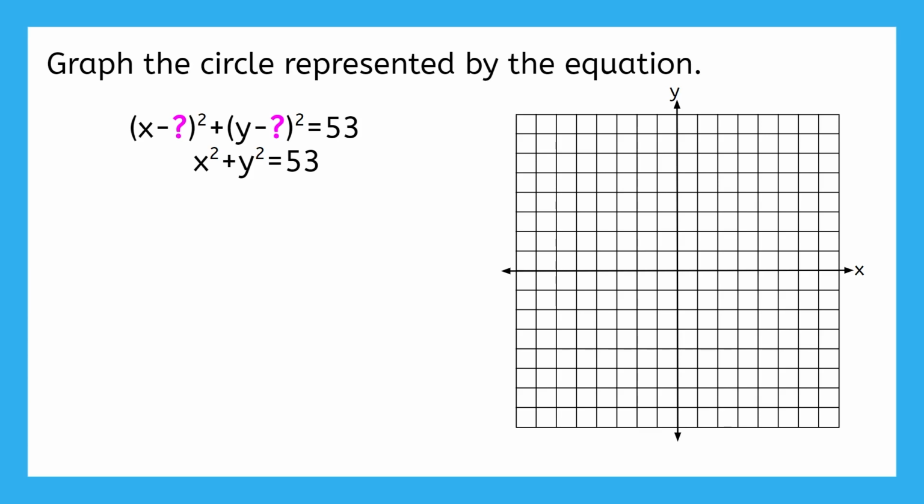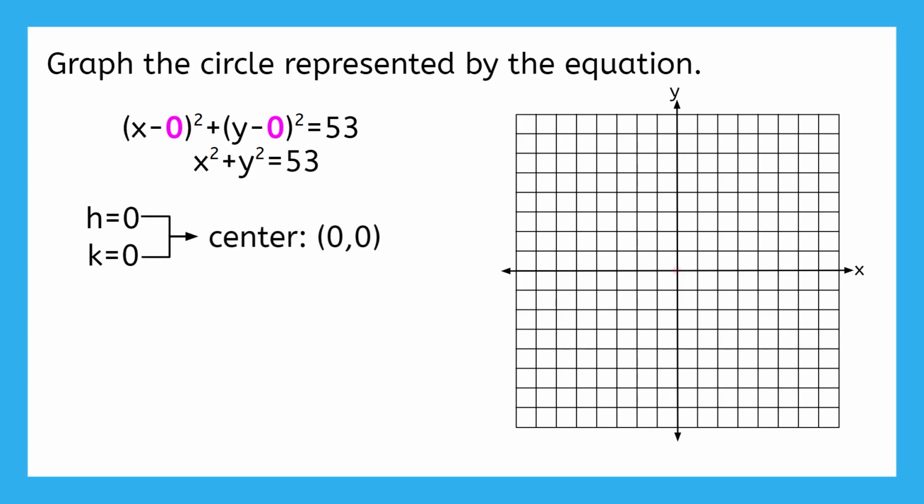What can I subtract from something without changing it? Well, that'd be 0. So that means that h is actually 0. And the same thing happens for k. So what will this make the center of the circle? The center is 0 comma 0, or our origin. If the center was the only part of the problem that you were stuck on, pause now and finish it off on your own. For the radius, we know that r squared equals 53.